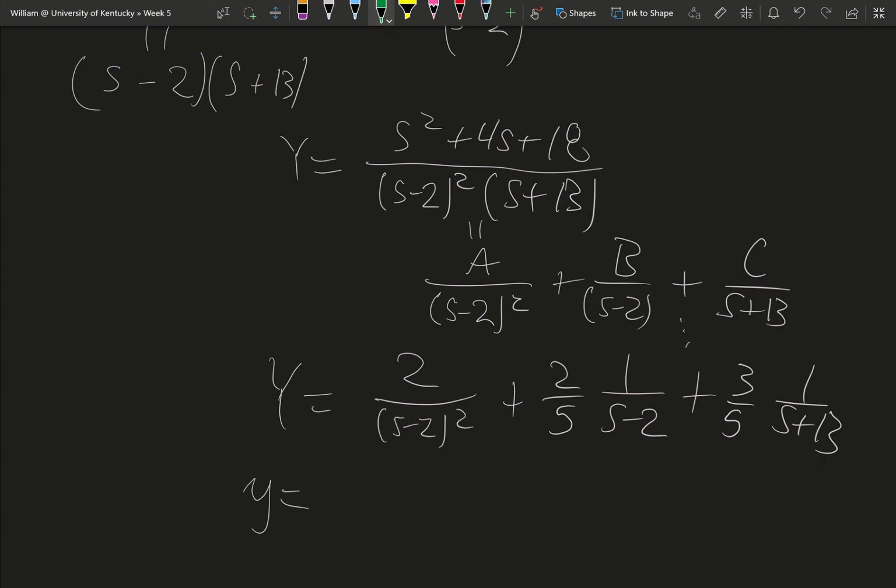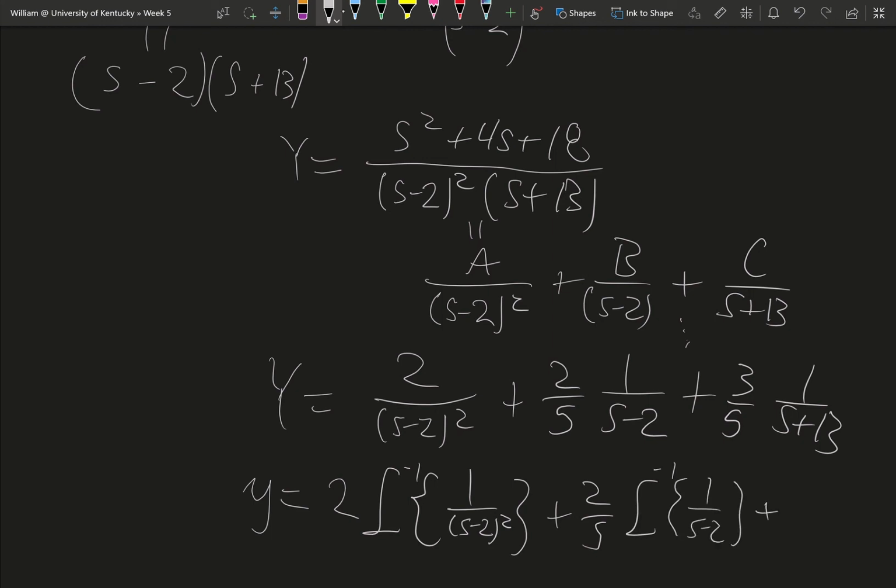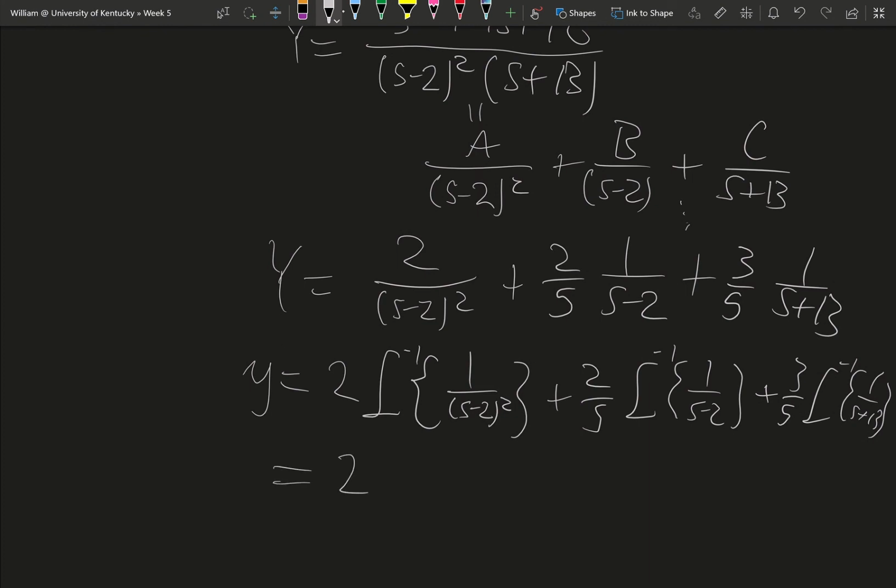Transforming this back again, I see that this is 2, and then I have 1 over s minus a squared, so that's going to be t, but with a shift by e to the 2t, plus 2/5 e to the 2t plus 3/5 e to the negative 13t.